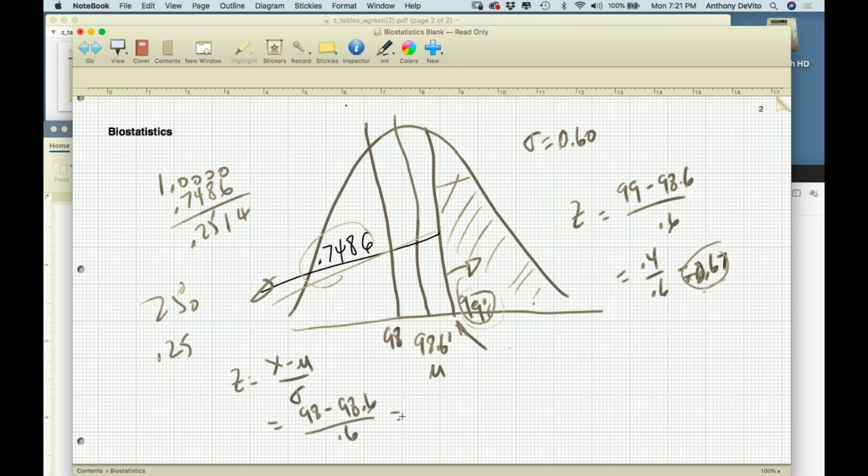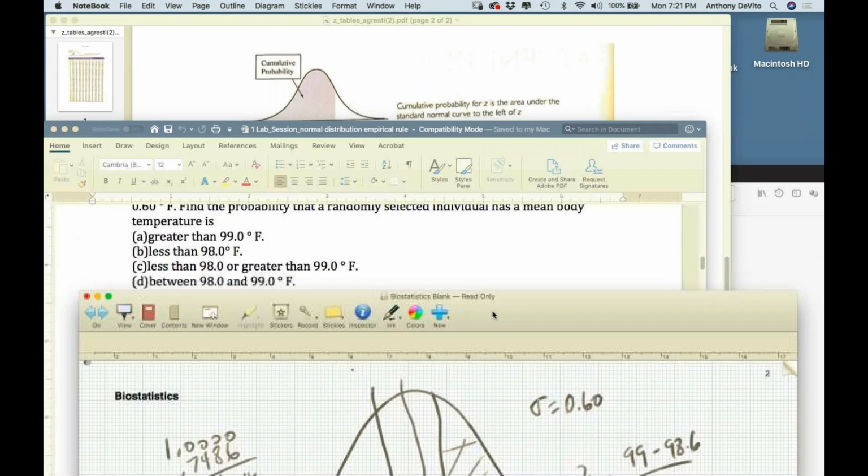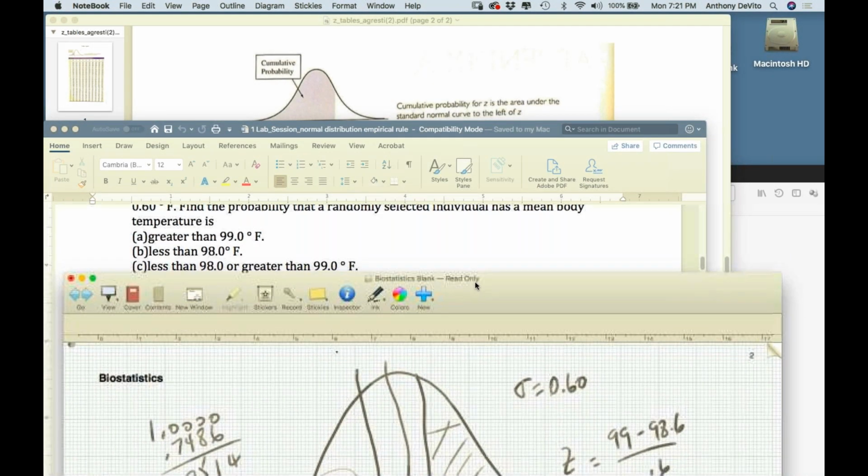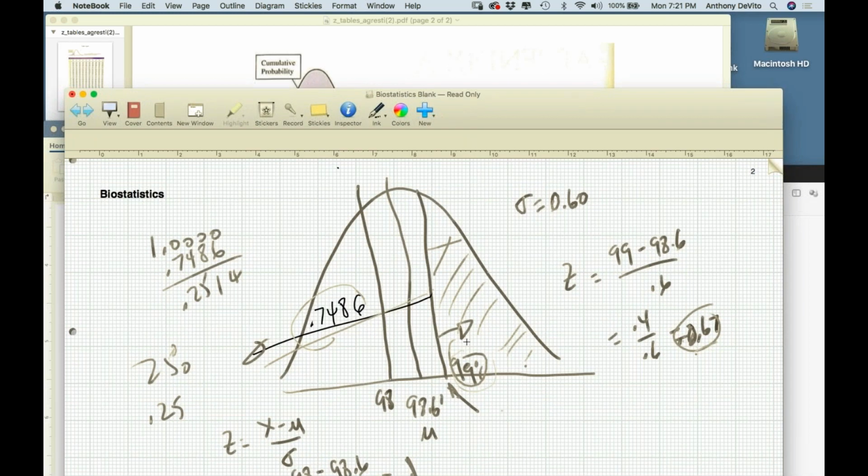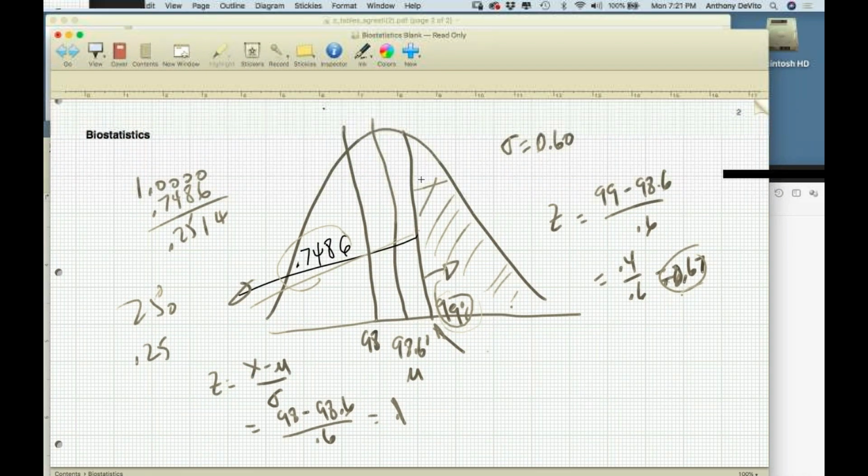Well, remember, z is equal to x minus mu over sigma, right? So that's going to be 98 minus 98.6 over 0.6. Well, I got lucky there, didn't I? So 0.6 over 0.6 is equal to 1. Did I use the right number there? Yeah, 98 degrees. Okay. So that's 1. So I'm actually going to, instead of using, this is 74.7, I'm sorry, 0.2514 is this area in here.